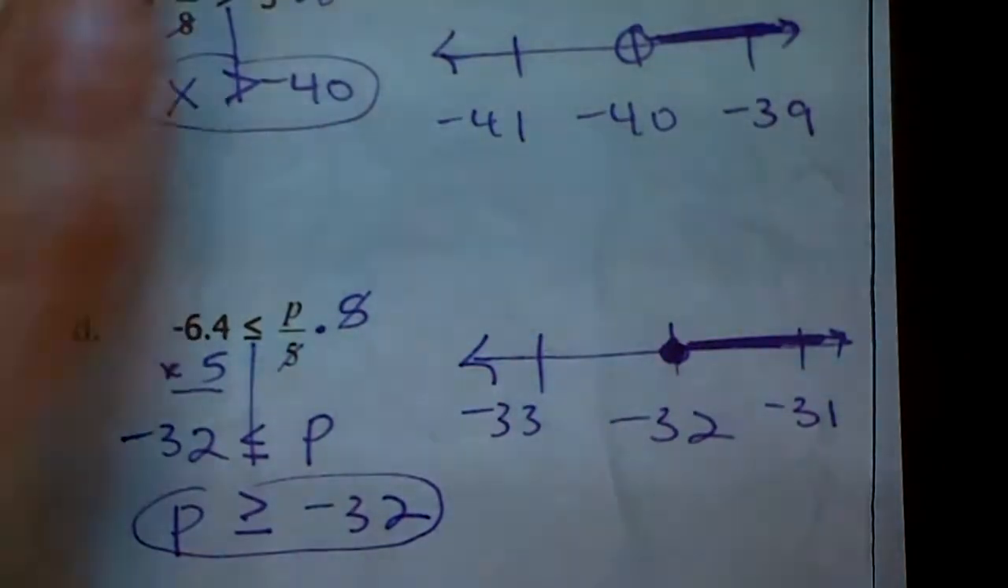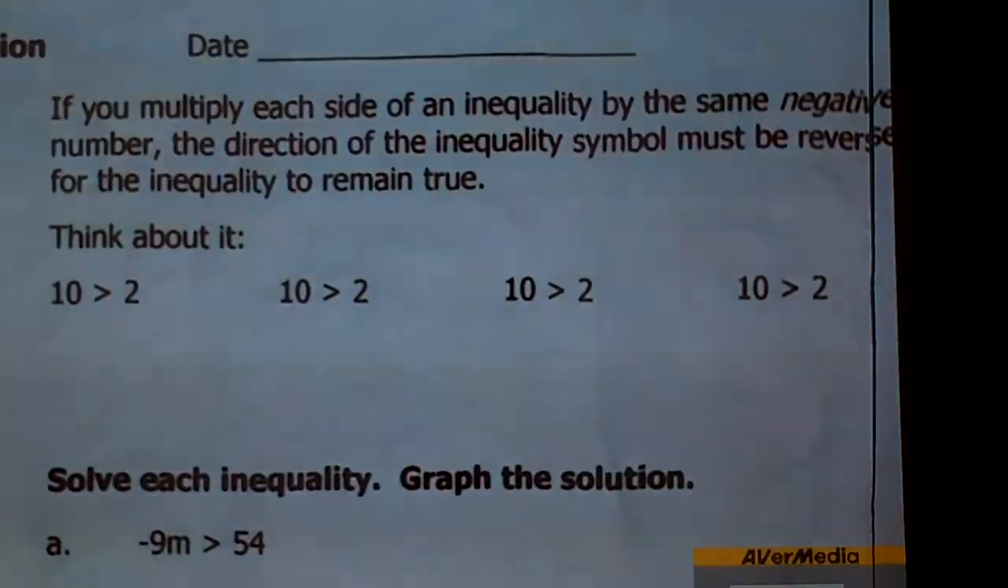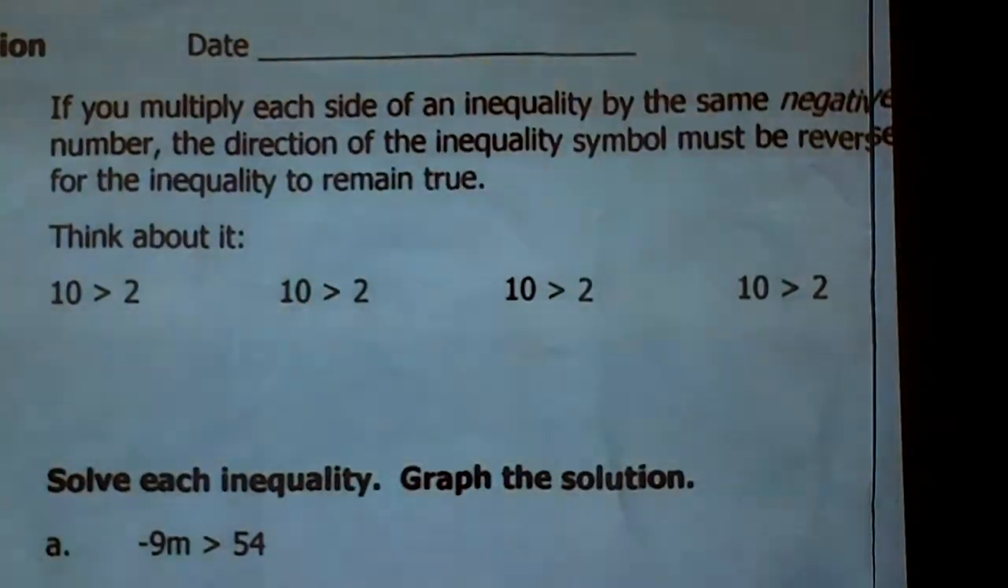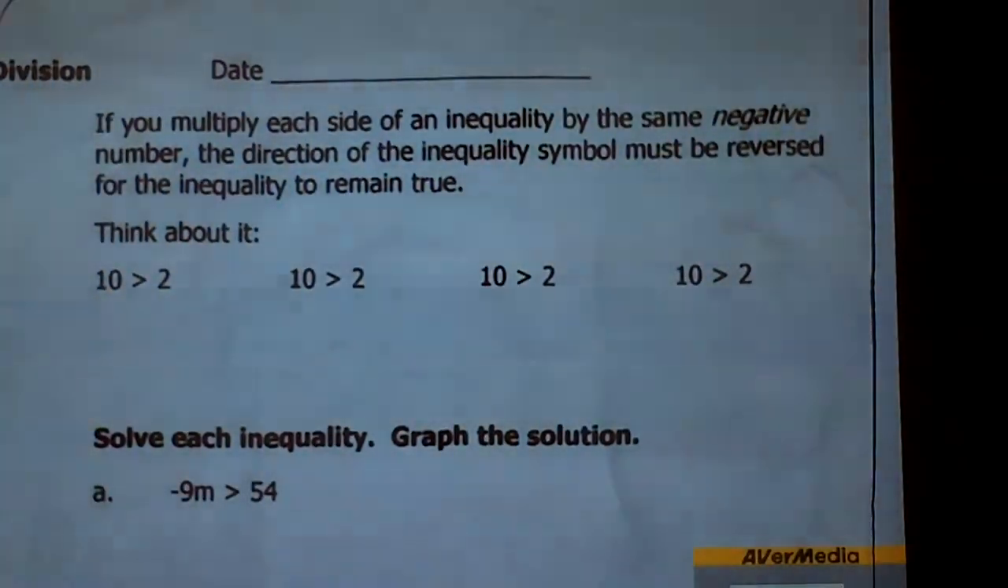Pretty easy, right? Well, if you're trying to multiply and divide each side by the same negative number, things change a little bit here. So all these words say, if you multiply each side of an inequality by the same negative number, the direction of the inequality symbol has to be reversed in order for the inequality to remain true. So right now, you've learned that we didn't have to switch anything up.